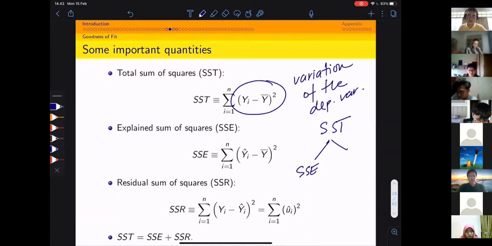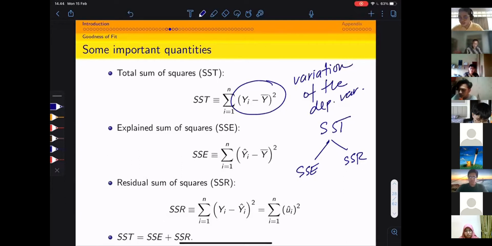The second one is the residual sum of squares, which is the variation of the data that cannot be explained by the variation of the model. This is the decomposition of the total sum of squares that we have in the data. So basically, there is a variation that can be explained by the model, and then there are variations that cannot be explained by the model.